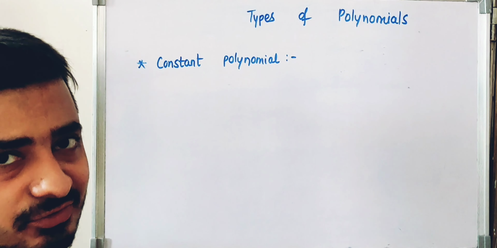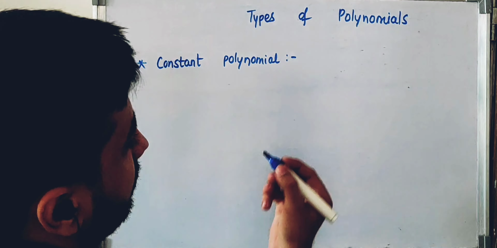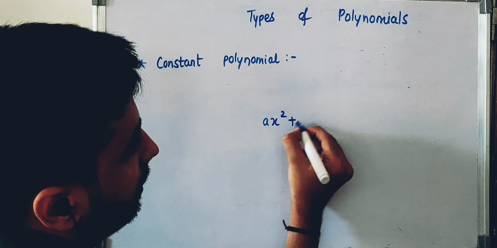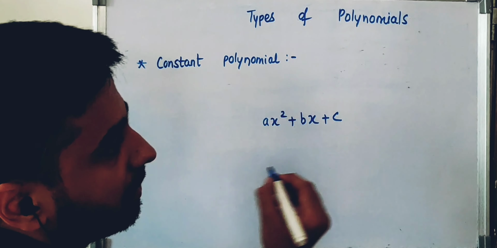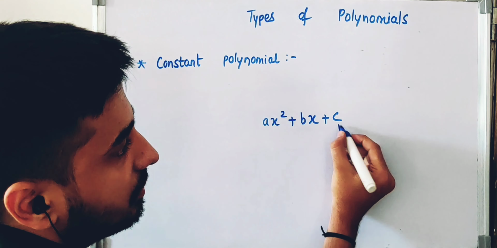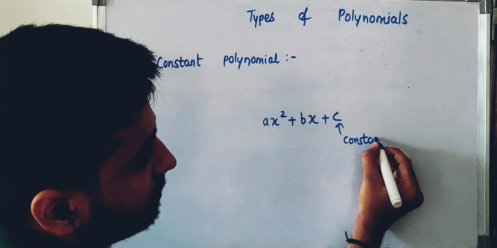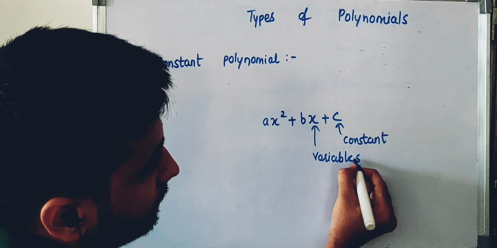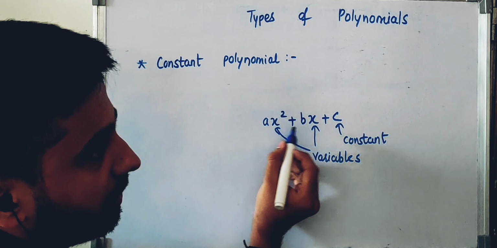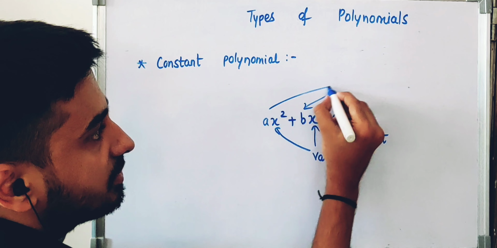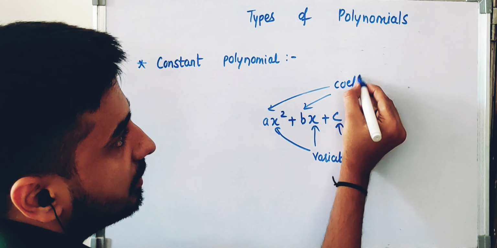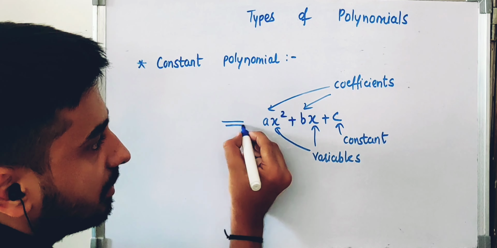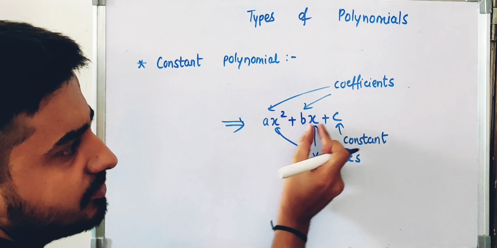What is a constant polynomial? Have you heard this? See, what is a constant? The numbers. For example, in ax square plus bx plus c, c is the constant. These are known as variables. This is also a variable. And a and b, which are in combination with the variables, are known as coefficients. This is the general form of a polynomial.